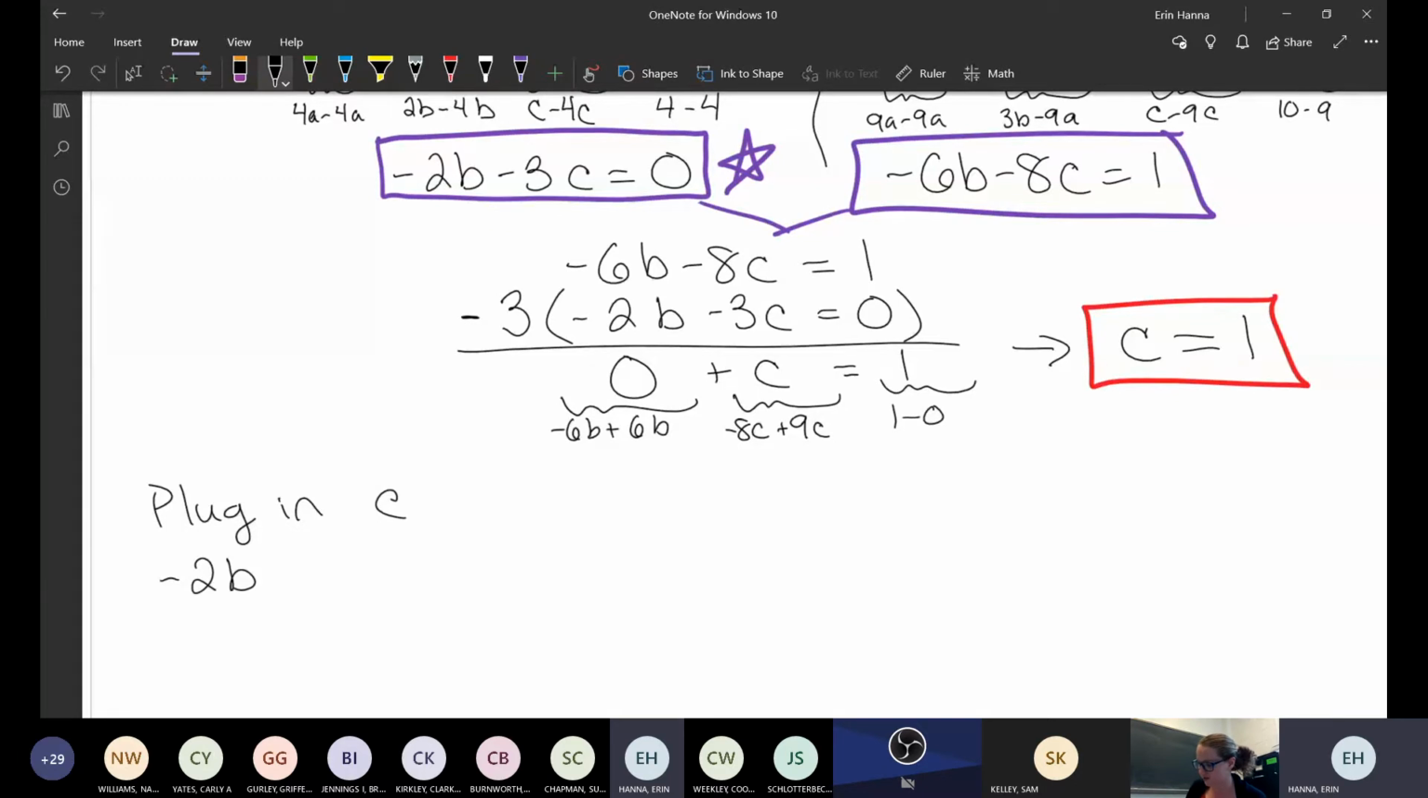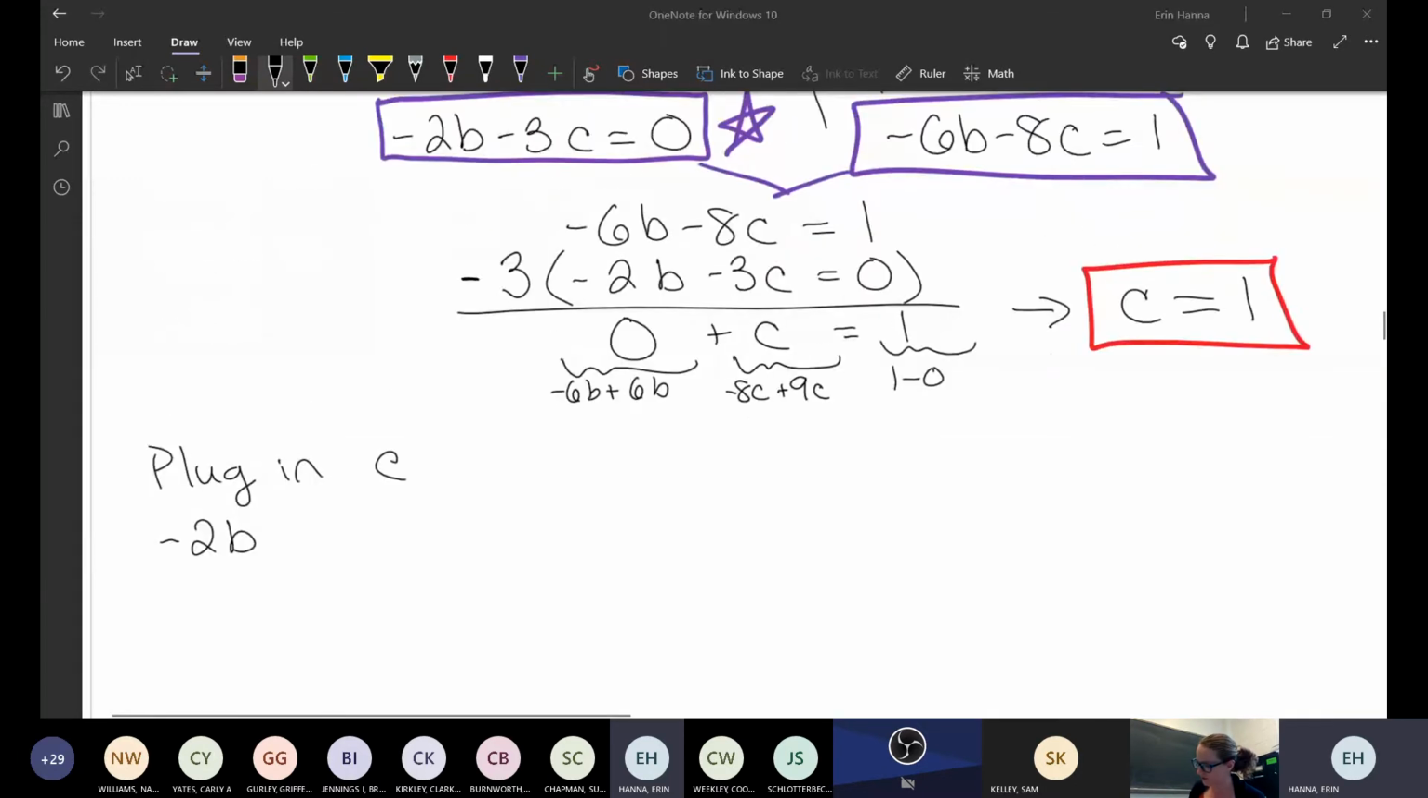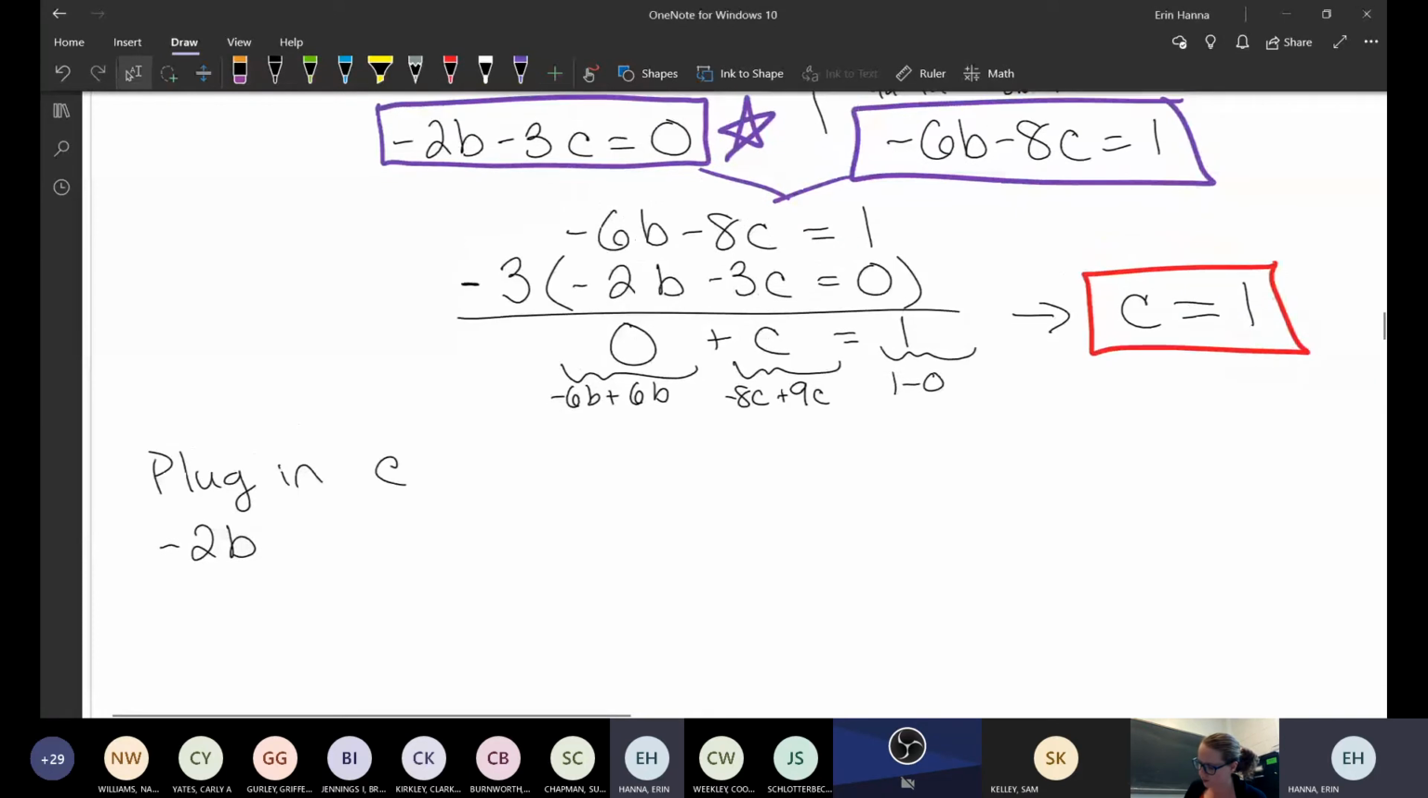So let's say I want to plug it into the negative 2B one. So I'd have negative 2B minus 3 times 1 equals 0. So negative 2B minus 3 equals 0. Negative 2B equals 3.